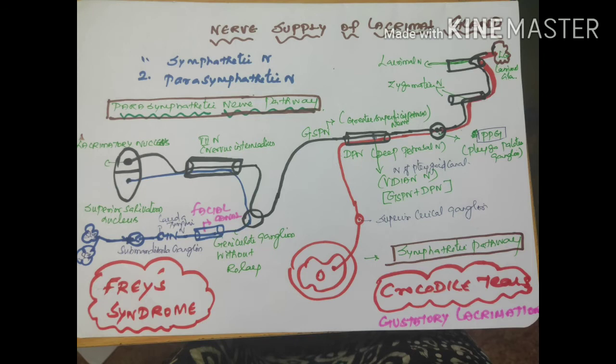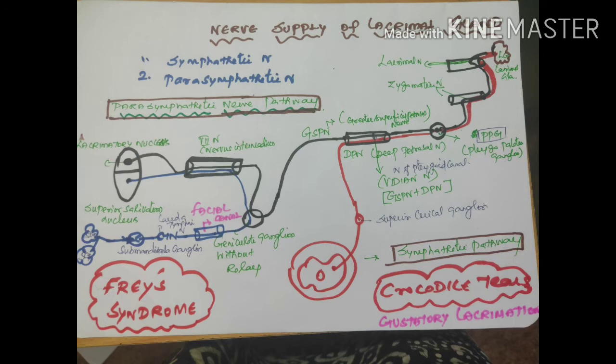Student, just follow this picture. The nerve in black color is parasympathetic nerve and nerve in red color is sympathetic nerve. First, let us trace out the parasympathetic nerve supply. The parasympathetic preganglionic fibers arise from the lacrimatory nucleus in the pons and are carried through the nervus intermedius of the facial nerve.